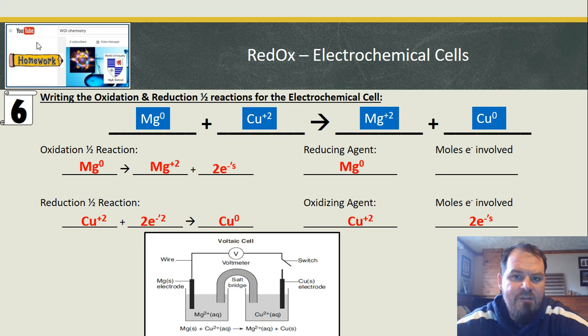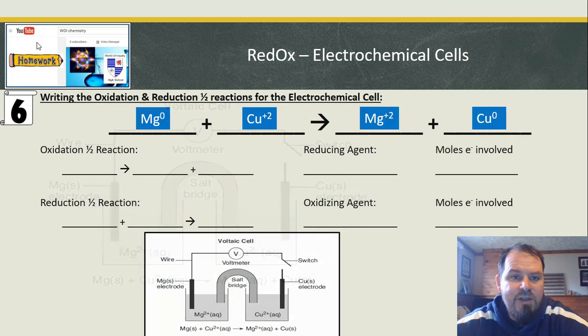All right, and then I have my reducing agent as the Mg0, moles of electrons, 2 electrons. I don't have to balance. Everything is good, and we are basically done with the video.